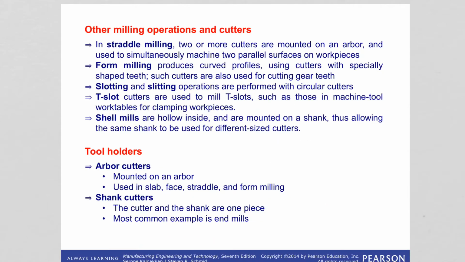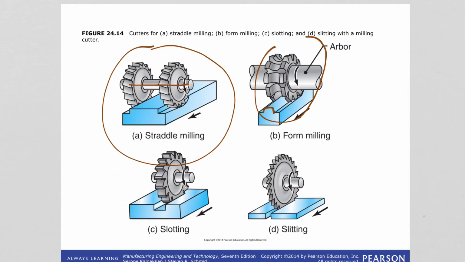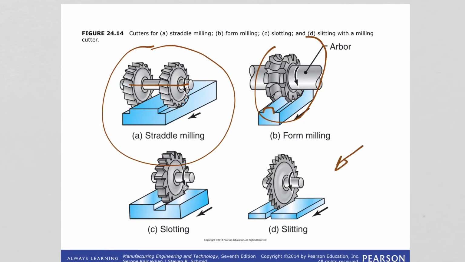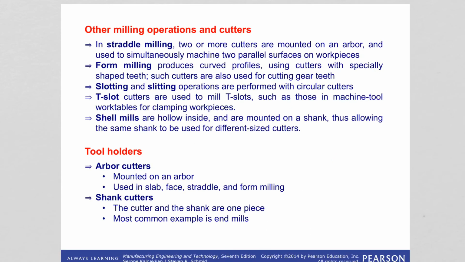And there are slotting and slitting operations. These are, as you can see, performed with circular cutters, as we are seeing here, B, C, and D. And there are T slot cutters. They are, of course, as the name implies, used for milling a T slot.